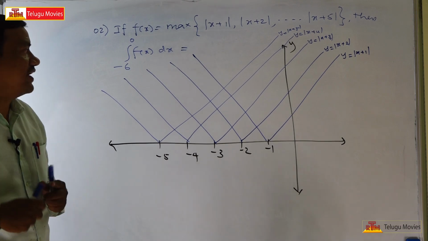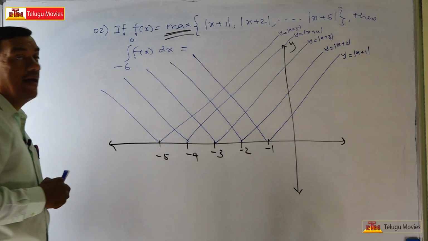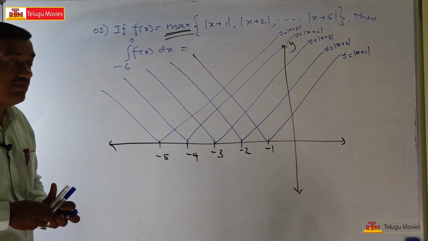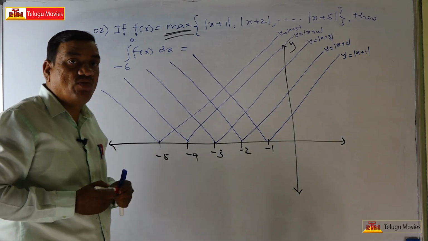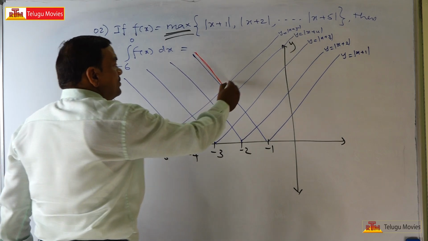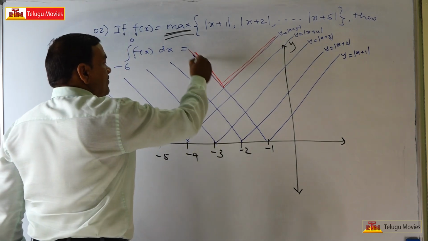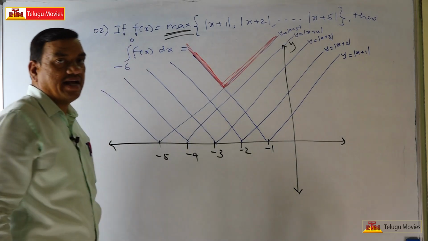1, 2, 3, 4, 5 graphs. So observe here, what is there? The maximum is there. What is the maximum of these graphs? Anybody can say easily. So this is the maximum graph. This will be the maximum graph.